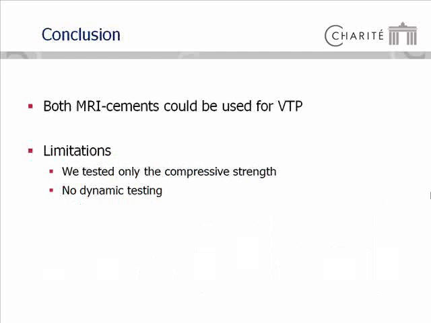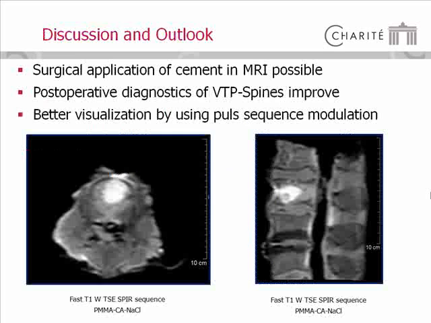We can conclude that these cements, regarding their compressive strength, are suitable for vertebroplasty, but of course limiting that we did no cyclic testing, and we only tested the compressive strength in this first study. What is the outlook? Maybe this cement can provide surgical applications like tumor filling or vertebroplasty under MRI guidance. It could improve the postoperative diagnostics for so-treated spines, and the outlook is that we can perform a better visualization using, like we see here, fat-suppressing pulse sequences to have an even better signal of this cement.